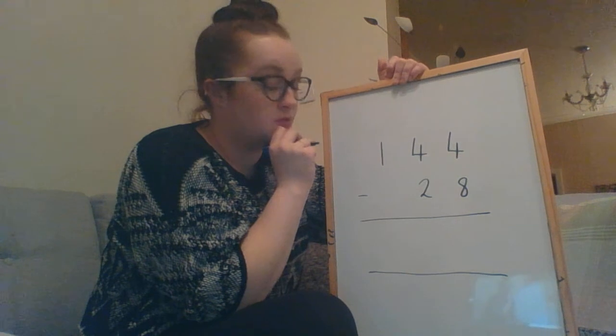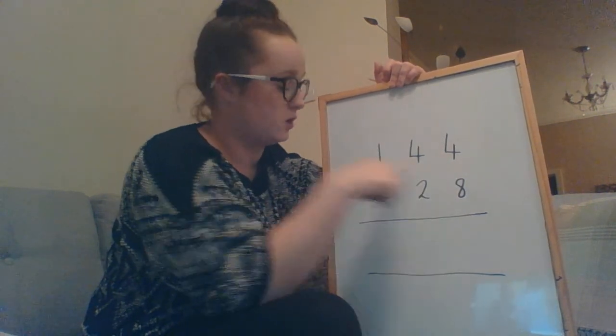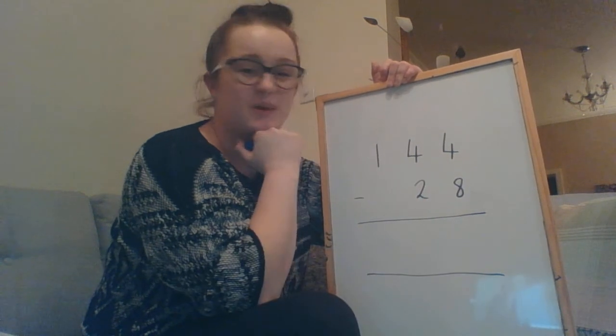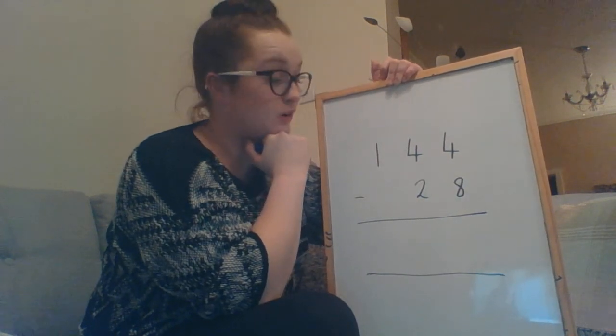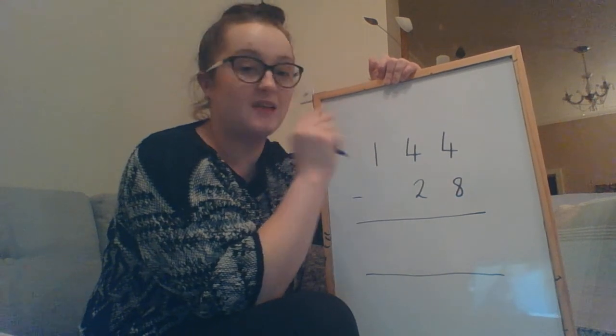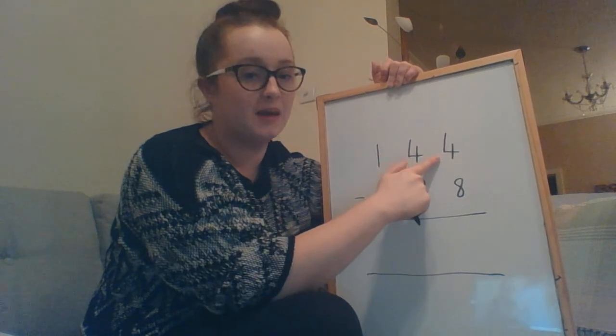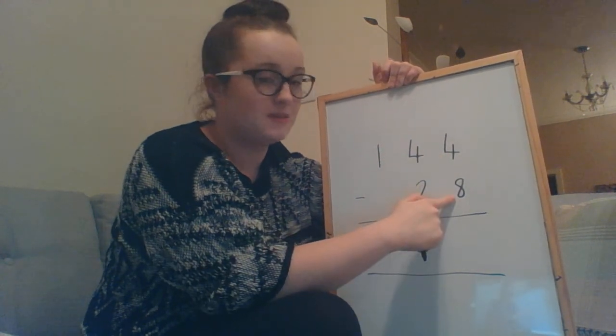Right, so as always, you look at the right hand column with the ones in. Now I've got 4 and I'm subtracting 8. Now I can't do that. I can't do that at all. So what I'm going to do, I'm going to borrow. Now this is exchanging. And I'm going to think, I need to make this number bigger here, bigger than this one, so that I can subtract.